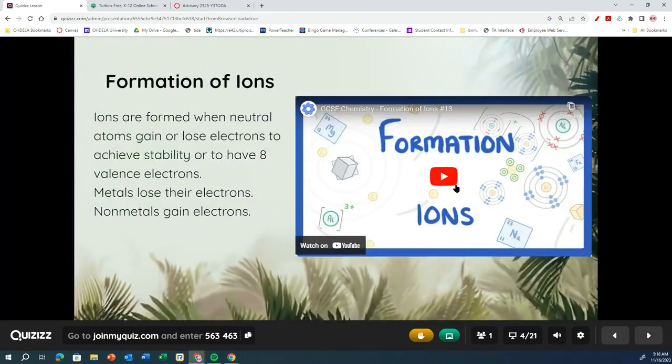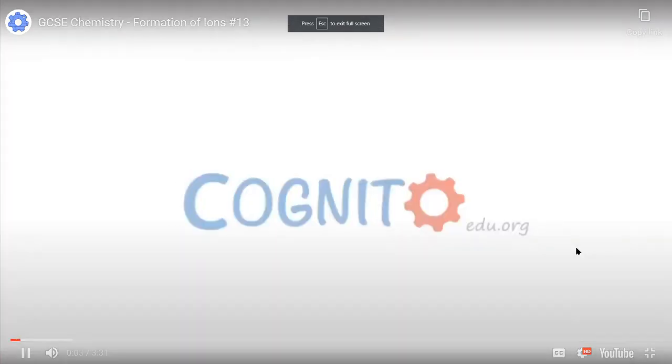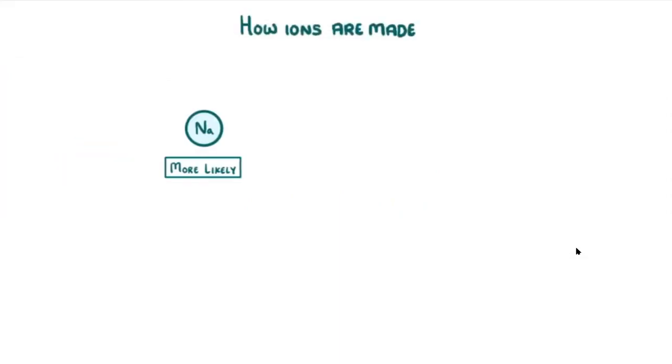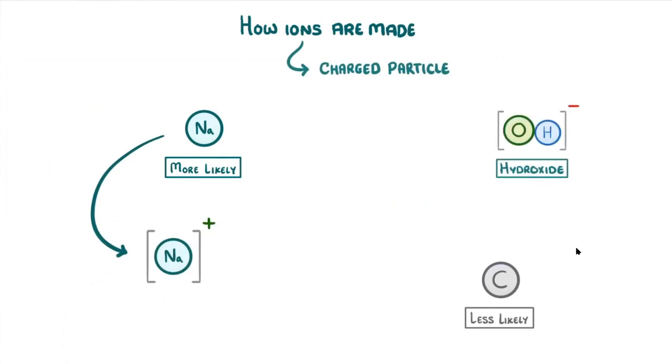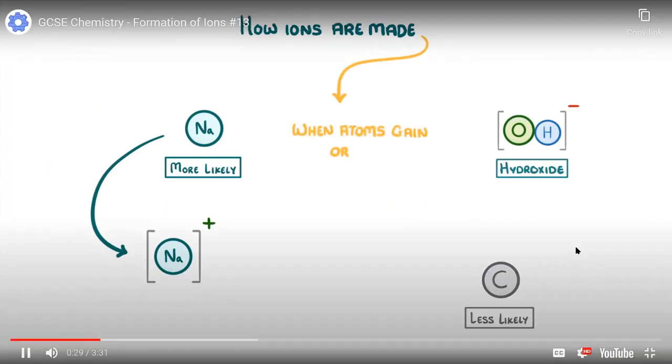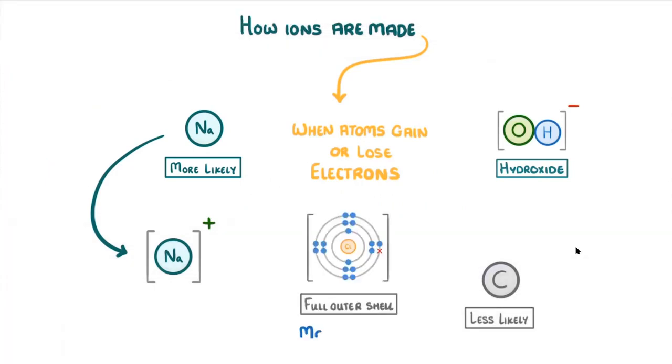Let's take a look at this video. In today's video, we're going to explore how ions are made, and why some atoms are more likely to form ions than others. An ion is just a charged particle, so it could be a single atom, like Na+, or a group of atoms, such as a hydroxide ion, which is OH-. As we've seen in our video on electron structure, ions are formed when atoms gain or lose electrons, and they do this in order to have a full outer shell, so that they're more stable.